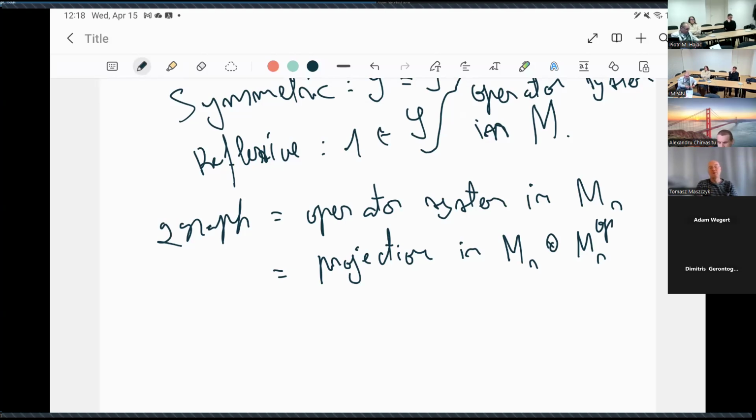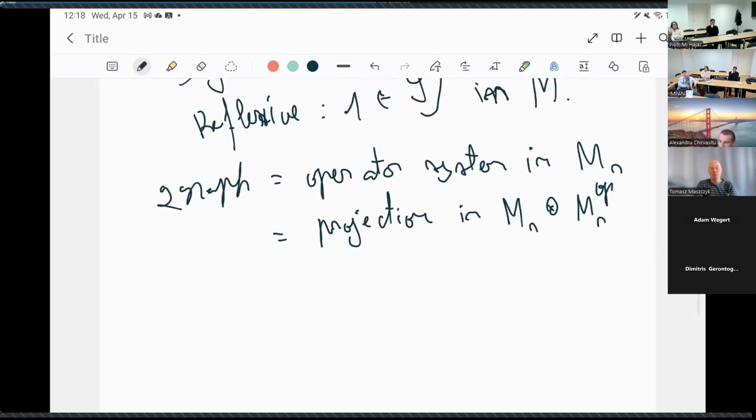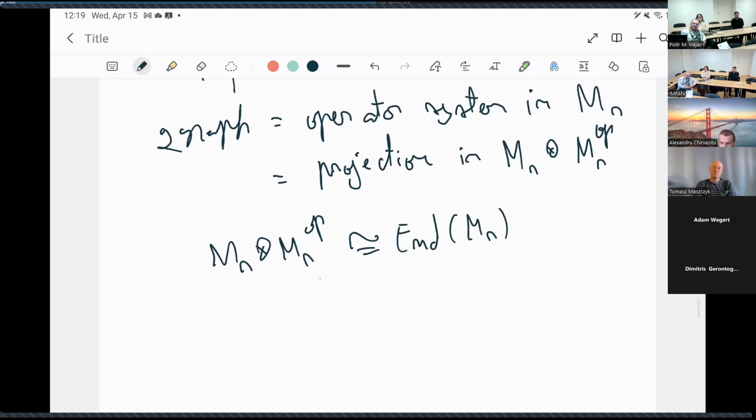How do you effect this identification of operator systems with projections? Well, you do the following. Mn tensor Mn op acts on the left on Mn. So it's isomorphic to the endomorphism space, just as vector spaces, of Mn by making a tensor M tensor N. These are not von Neumann algebras. Let's pick different letters, okay? Gonna get confusing. S tensor T.